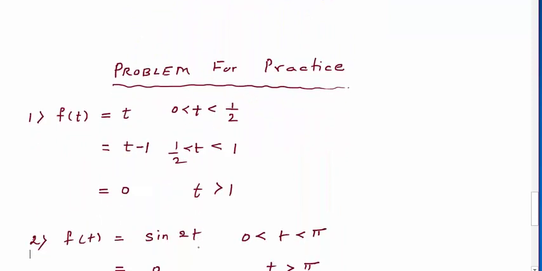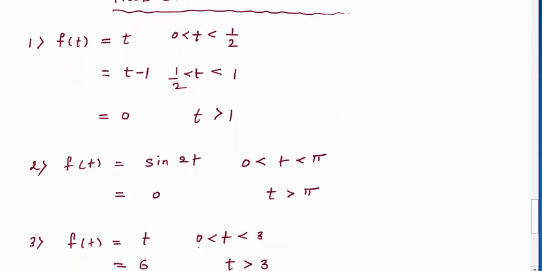So, some problems for practice. I have given 6 problems. First problem: f of t is t for t between 0 and half, it is t minus 1 for half and 1, and 0 for t greater than 1. Second problem: f of t is sin 2t for t between 0 and pi. It is equal to 0 for t greater than pi.